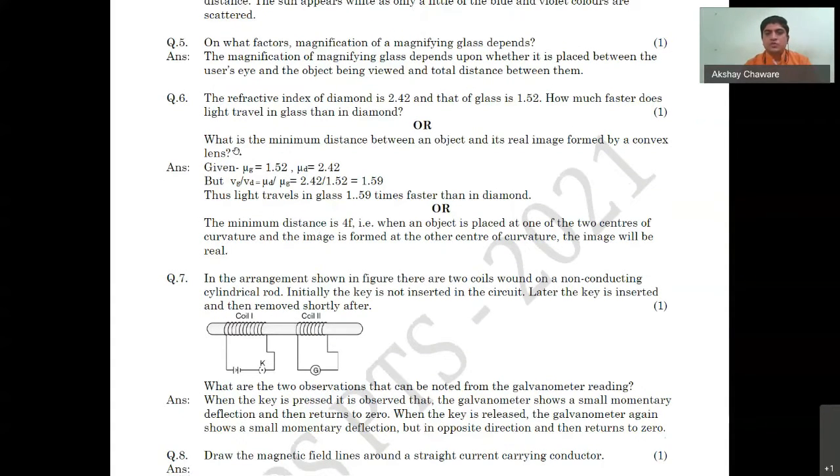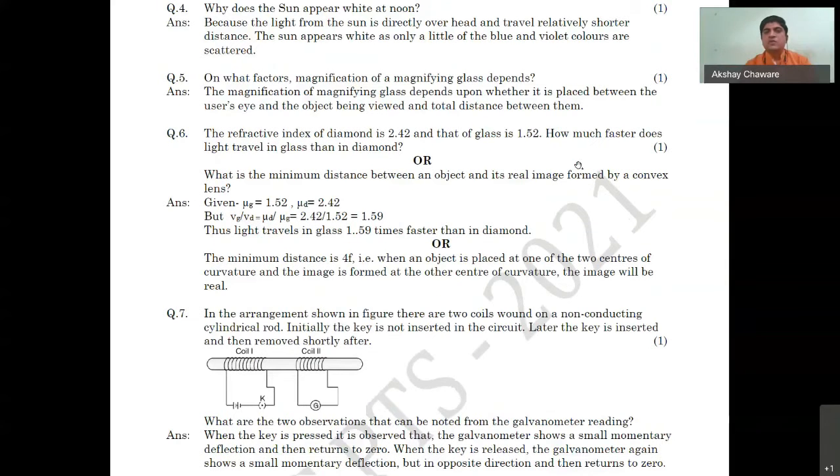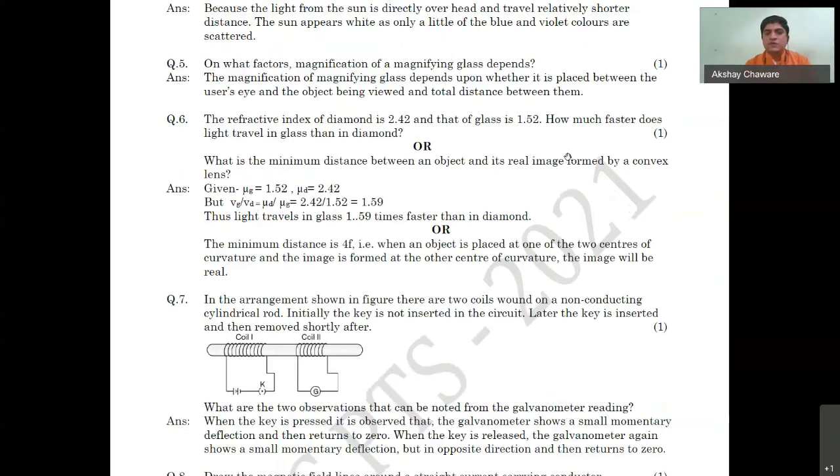Now, the optional question was: what is the minimum distance between an object and its real image formed by a convex lens? Whenever we talk about a convex lens and have to obtain a real image, the minimum distance should be 4f. Minimum distance is 4f when an object is placed at one of the two centers of curvature, meaning 2F1 and 2F2. So if we put an object at 2F1, we will get an image at 2F2, and that is a real image of the same size. So the minimum distance is 4f.